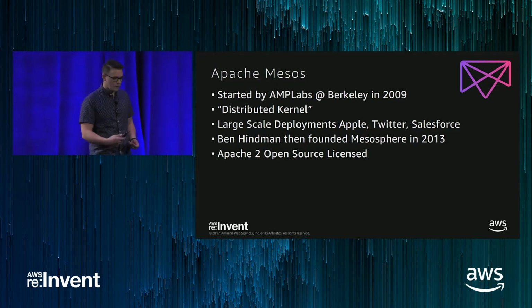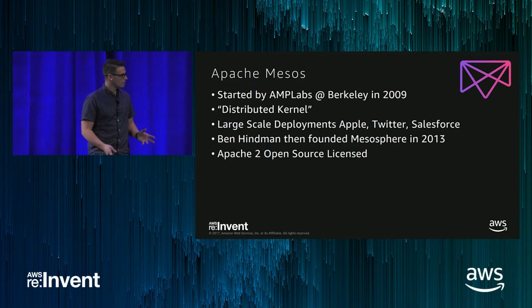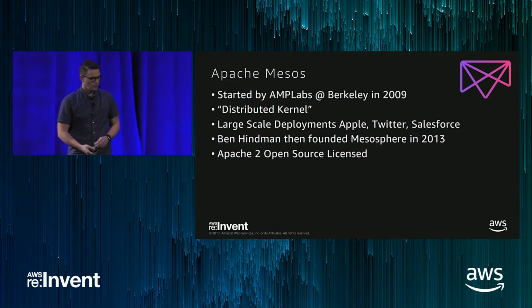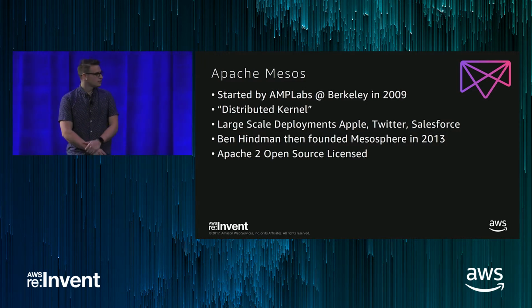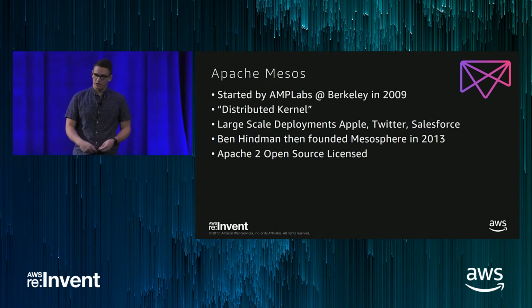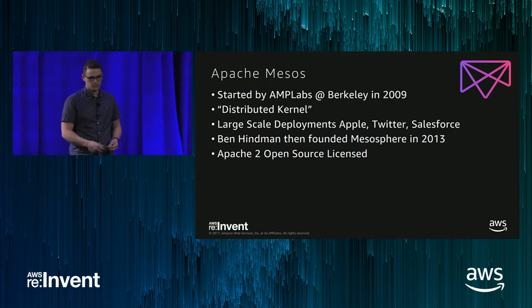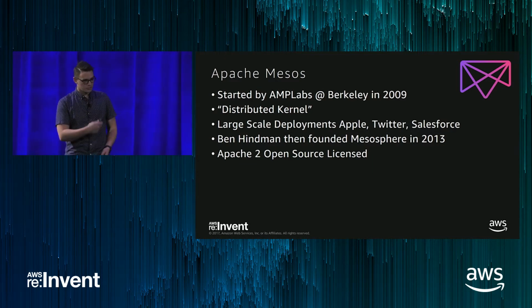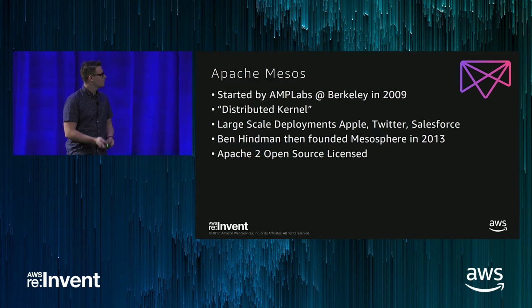And so Ben eventually, after working on it for a little bit, left AMP Lab and moved on to work at Twitter. And at Twitter, he actually ran their whole Mesos infrastructure. And after a few years of doing that, realized that he had a lot of industry knowledge in this whole space of doing Mesos. And he eventually decided that he was going to create a company to make it easier for you to run Mesos in production. And so that's where Mesosphere was born back in 2009. And the whole Apache project is open source. It's Apache 2 licensed.